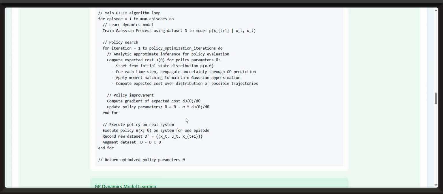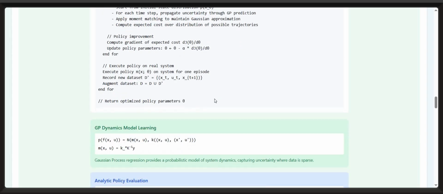What makes this work is that we can take the gradient of this expected cost with respect to the policy parameters. That gives us a way to improve the policy using gradient descent, which is more efficient than using random sampling. And remember, all of this is based on the GP model of the dynamics. We are not doing this by running a bunch of rollouts in the real world. We are using our probabilistic model to compute everything.